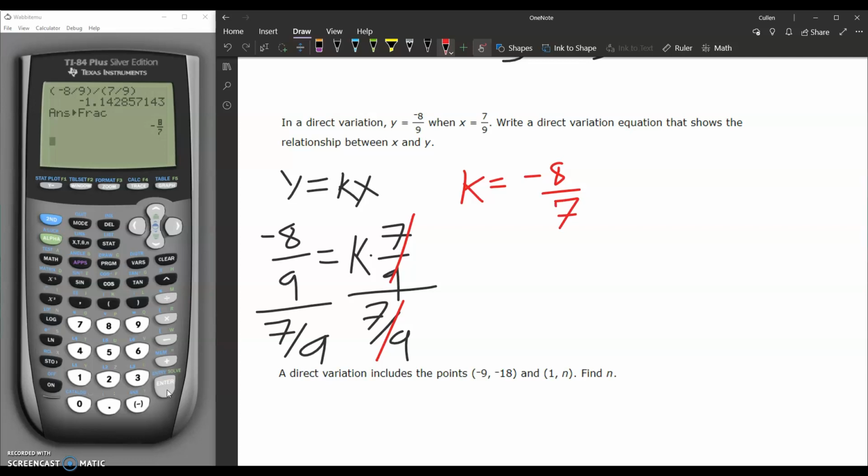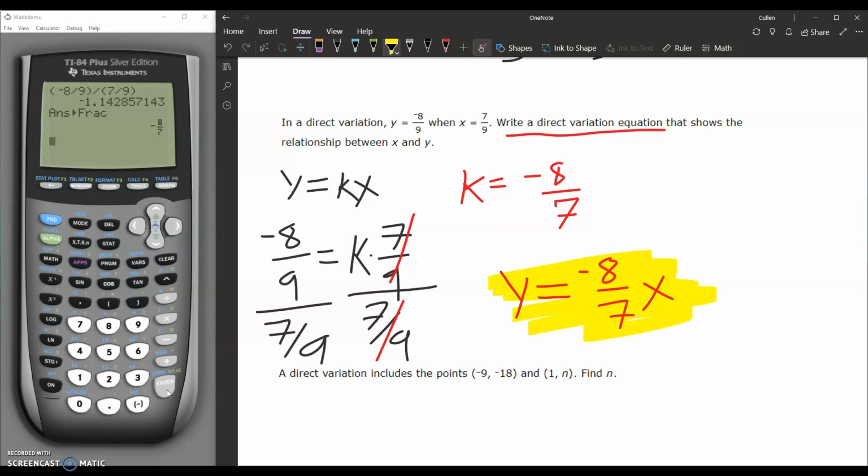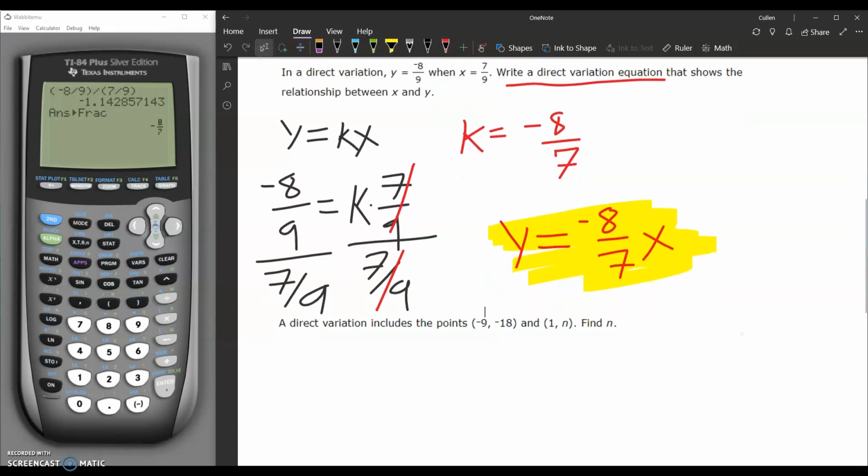And you may want to write it as a fraction because your IXL may not like you rounding it off as a decimal. I think it's going to want your answer as a fraction. And it says, again, write a direct variation equation. So our answer is going to be y equals what we got for k times x. And k here is negative 8 over 7, so y equals negative 8 over 7x. So that's our answer, and we don't have to go any further until we get to the next couple examples.